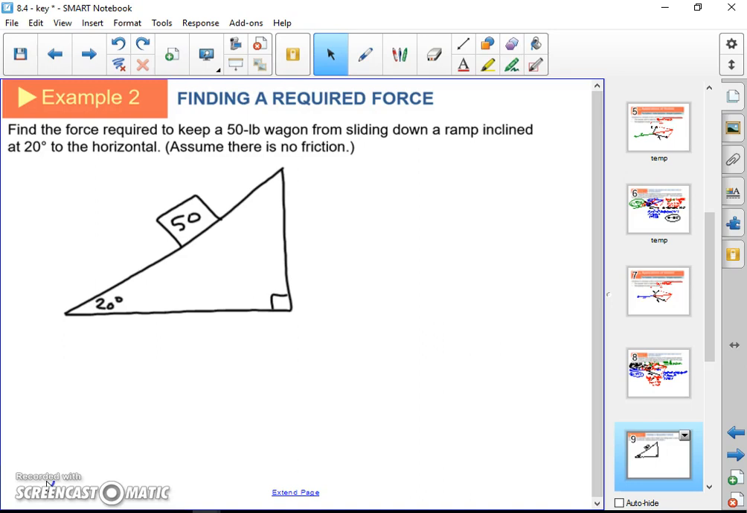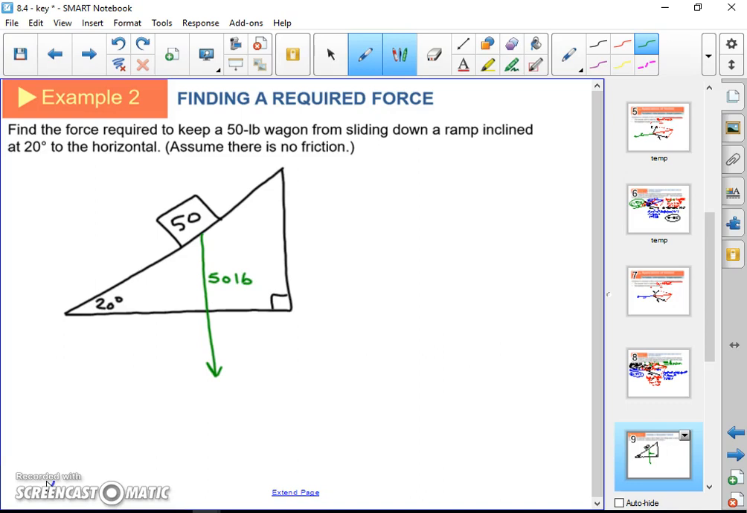Okay. We're finding the force required to keep a 50-pound wagon from sliding down a ramp. So obviously this thing's going to slide down the ramp. But let's look at what the forces are that are acting on this weight. The first and most obvious is the force of gravity. There is a force that's pulling straight down on this thing. And so 50 pounds of force is going to be pulling straight down. That's because of gravity.